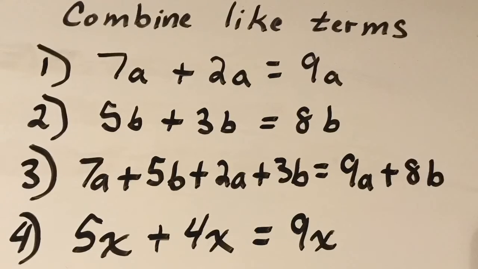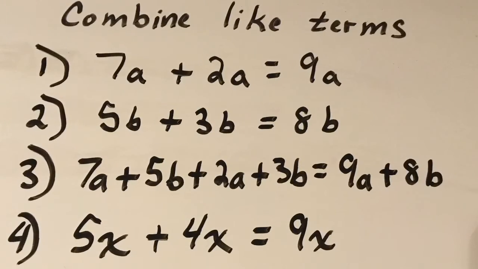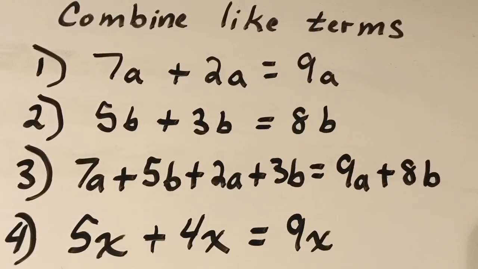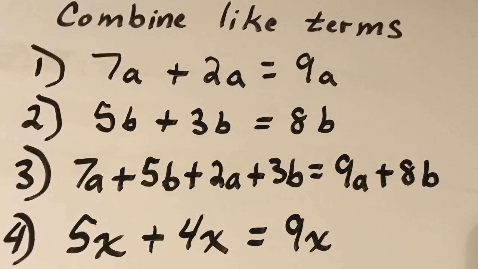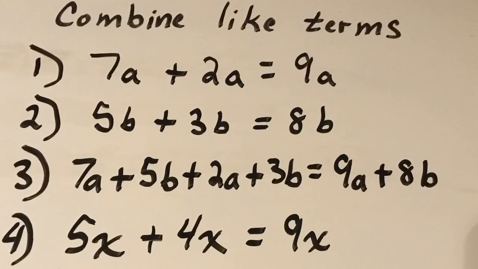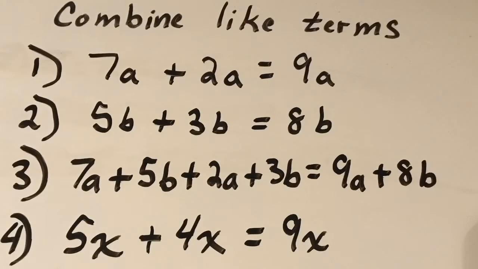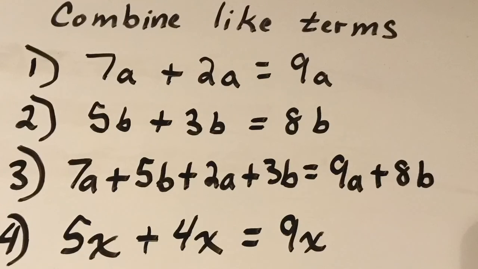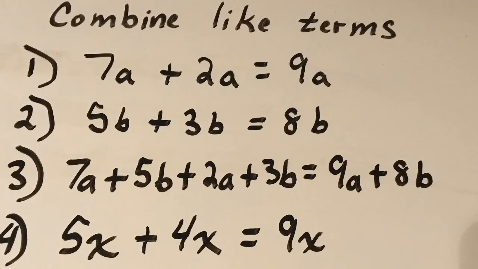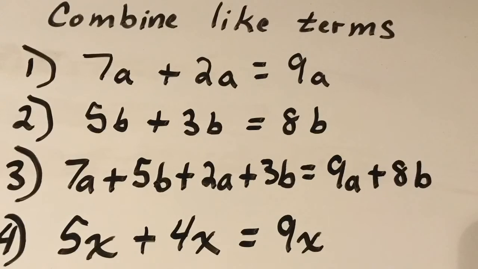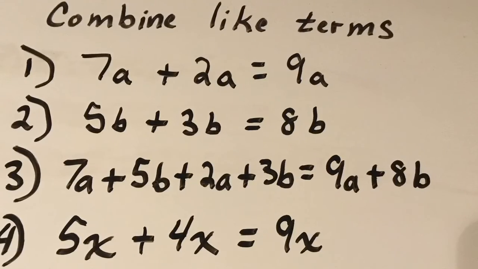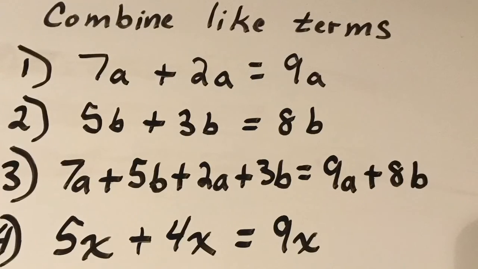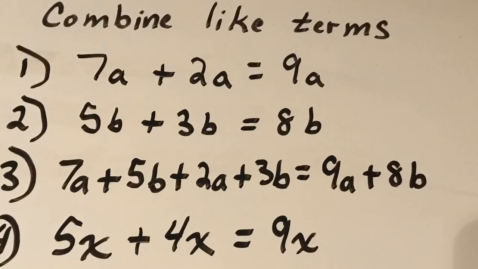In the third example, you'll notice that I mixed the apples and the bananas together. 7 apples plus 5 bananas plus 2 apples plus 3 bananas. I can only add apples with apples and bananas with bananas. Therefore, my answer is 9a plus 8b. And then my final example, number 4, you'll notice that I have 5x plus 4x equals 9x. And I told you guys that x maybe represents xylophones. So we have 5 xylophones plus 4 xylophones gives us 9 xylophones.